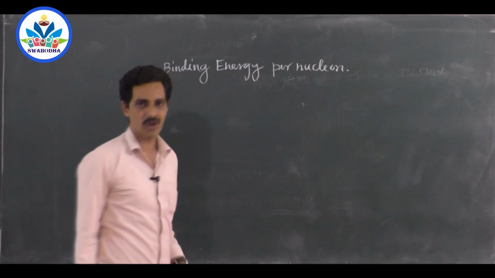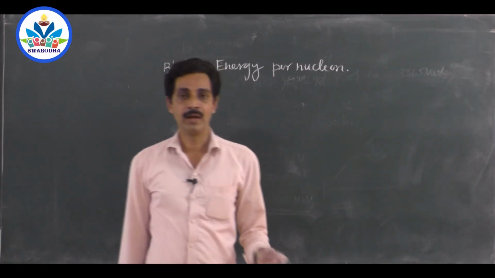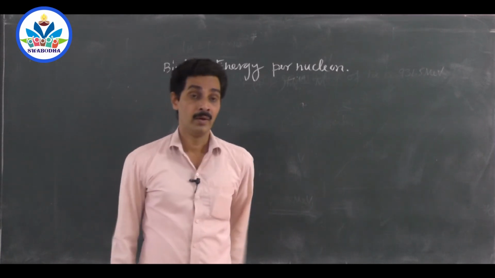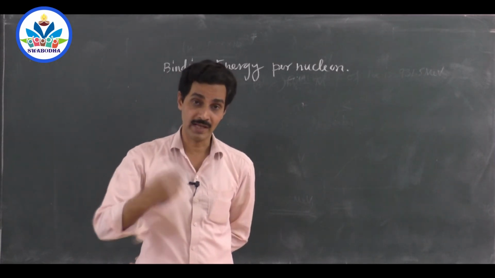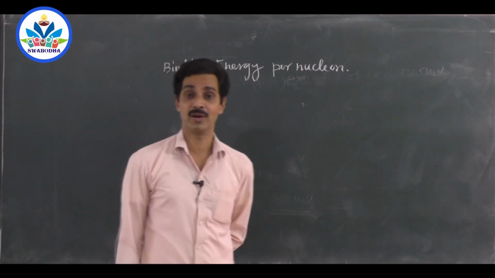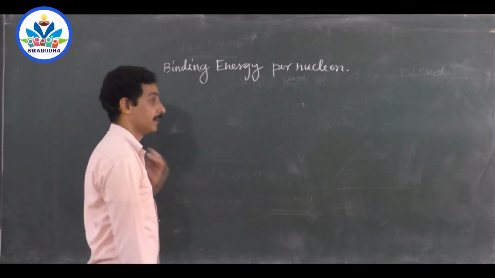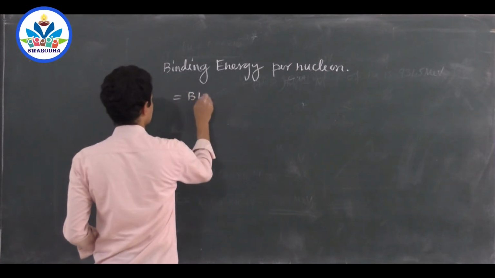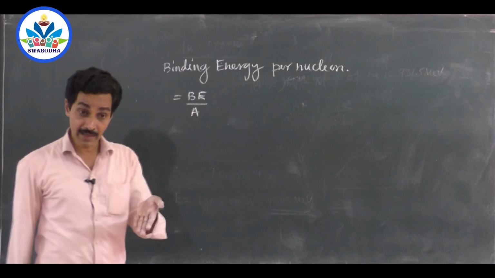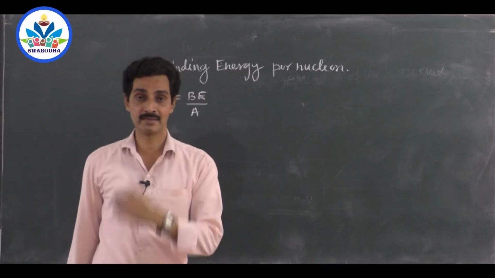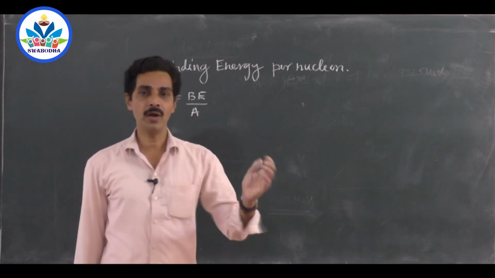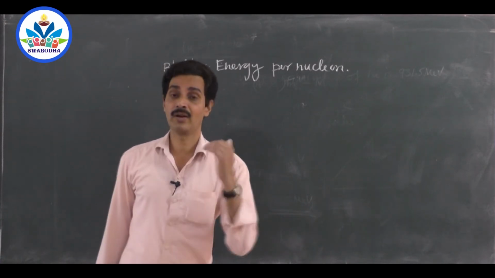To decide whether a nucleus is stronger or weaker, we use binding energy per nucleon. How many people are there inside the nucleus? You have to share the energy among all of them, and then decide whether the nucleus is stronger or not. What is binding energy per nucleon? It is the total binding energy of the nucleus divided by the mass number. Why the mass number? Because that is the number of nucleons, the protons and neutrons, inside the nucleus. Share it among all, then see whether it is very strong or not.